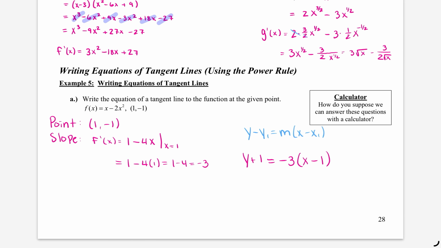All right, I hope that makes some sense. I'm not going to worry about that calculator. There's some calculator stuff here. Don't worry about that now. We're going to talk about that later.